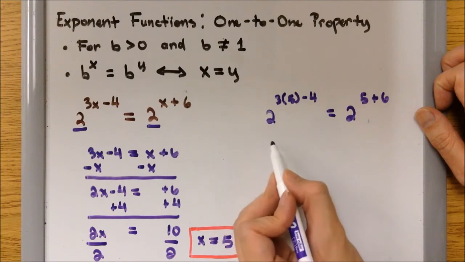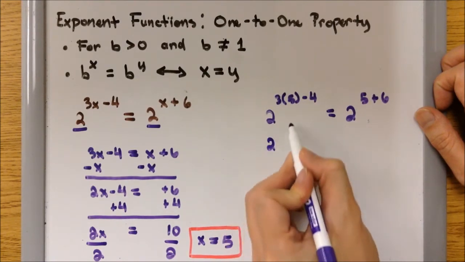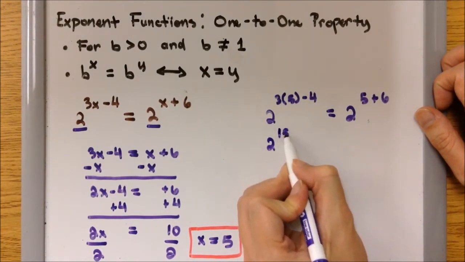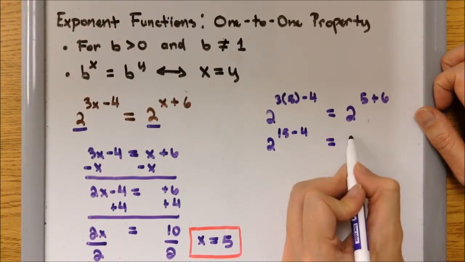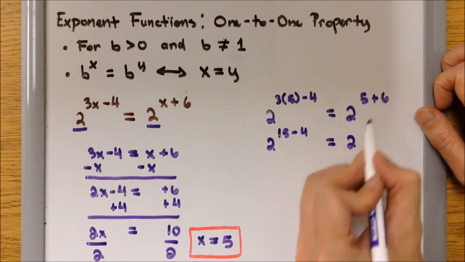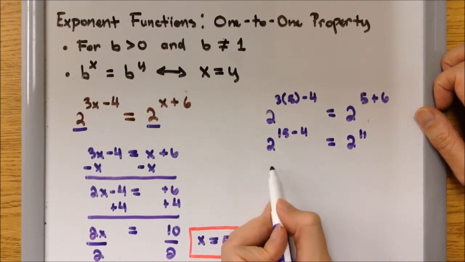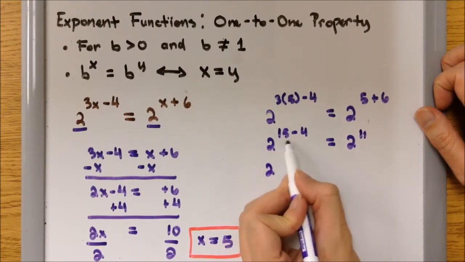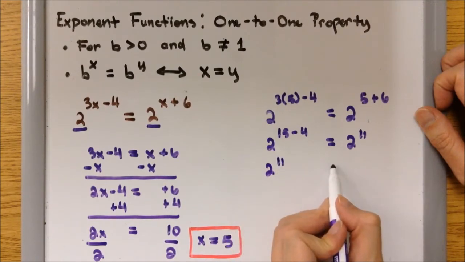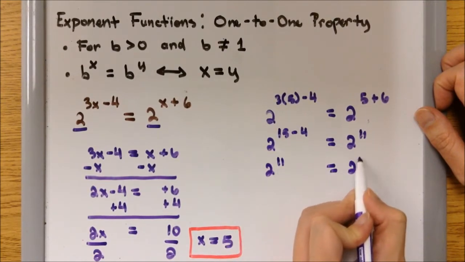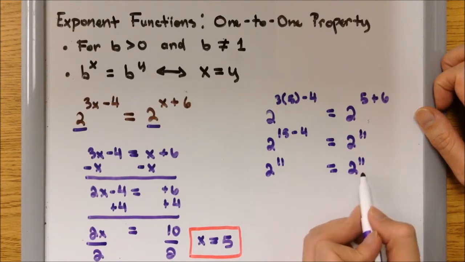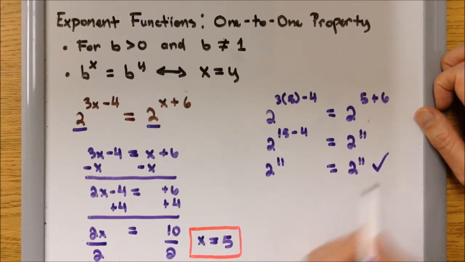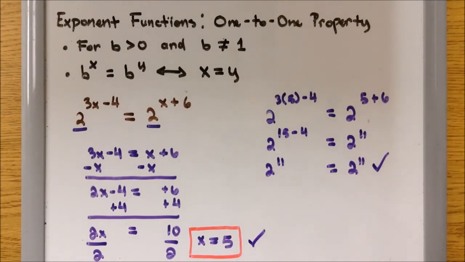If I work out the left side, I get 2 to the power of 15 minus 4, equal, and on the right side, 5 plus 6 is 11. Now on the left side, 15 minus 4 is 11, and I bring down the right side, it works. 2 to the 11th power is the same as 2 to the 11th power on the right. So this is our correct solution.